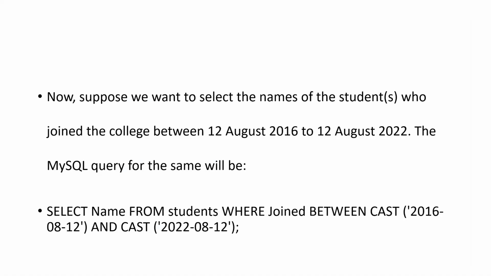So the query is select name from the table students, where joined is the column, I mean the attribute name. Between, you can give cast or you can give just a date. That is not a problem. You have to mention the date in order: year, month, and date, because a date attribute is saved in the format year, month, date. Note these things.